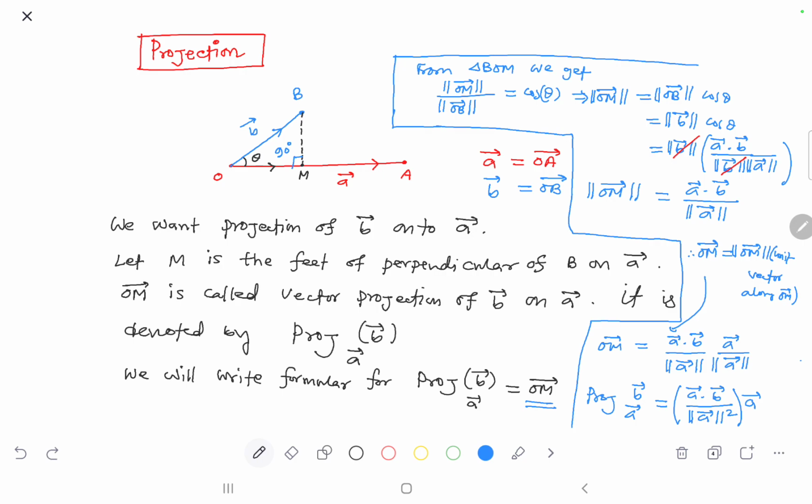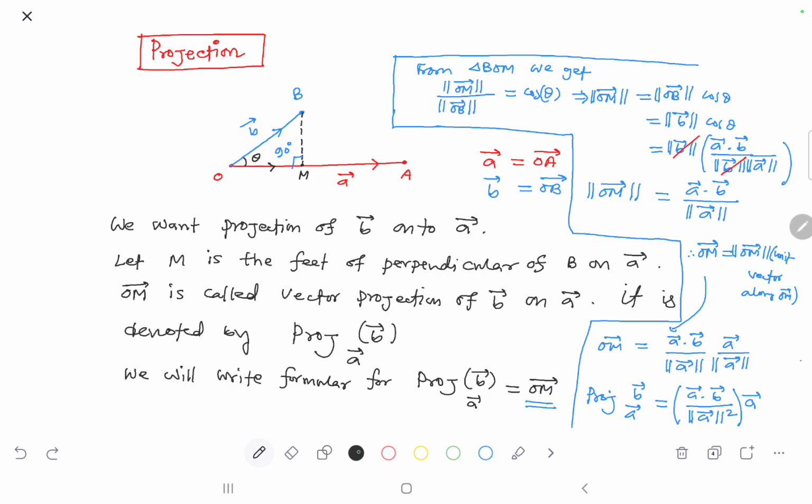If you want to calculate the projection of B on A, it is given by A dot B over the absolute value of magnitude of A squared, then the A vector. You write that down. Yes, this is the projection formula.